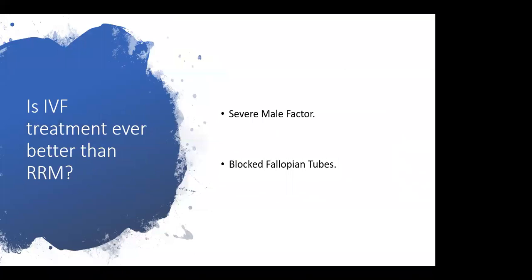So the data I've presented demonstrate that natural family planning and restorative reproductive medicine are as good or better than assisted reproductive technology for achieving pregnancy. But is there ever a time or a type of infertility where IVF is better? And I can think of two possibilities, and that's severe male factor and blocked fallopian tubes.